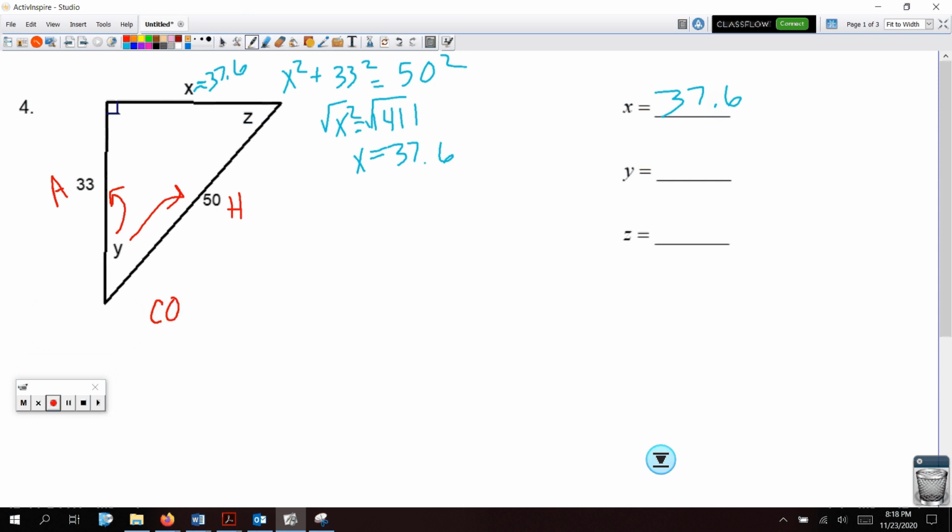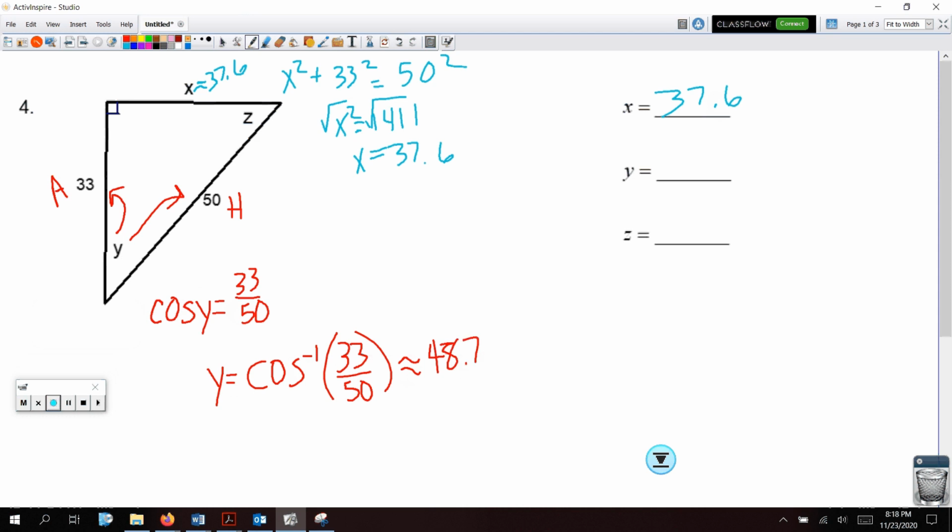So, cosine of y is equal to adjacent over hypotenuse, 33 over 50. So remember, we use inverse trig functions to find the angles inside the triangle, okay? So y is equal to inverse cosine. Remember, you have to hit second and then the trig function of 33 over 50. Right? Remember, you want to round to the nearest tenth, and you should get 48.7 degrees, okay?